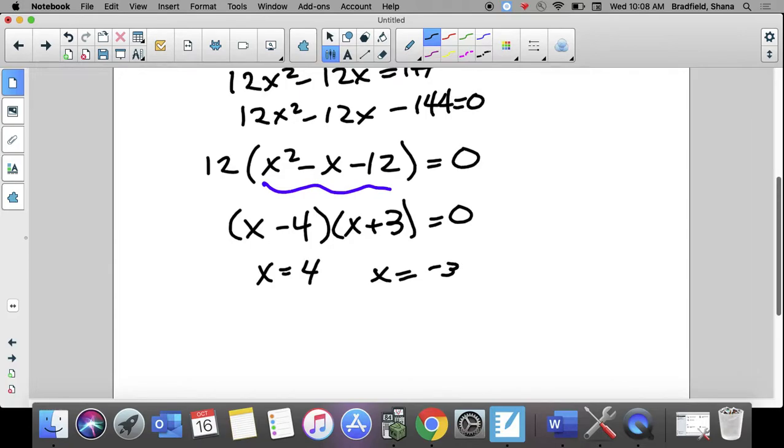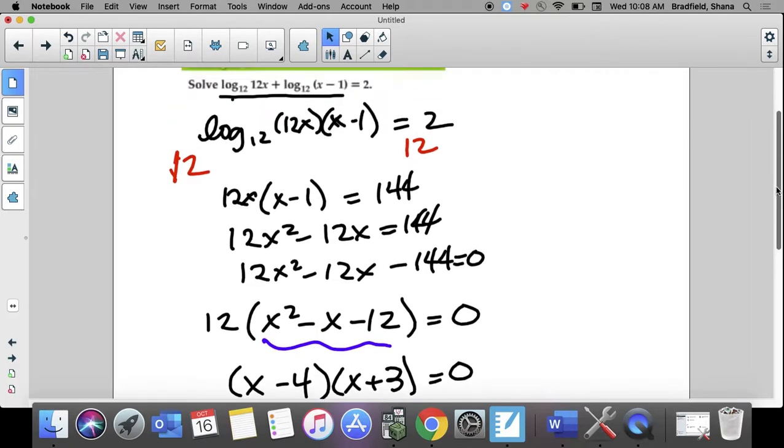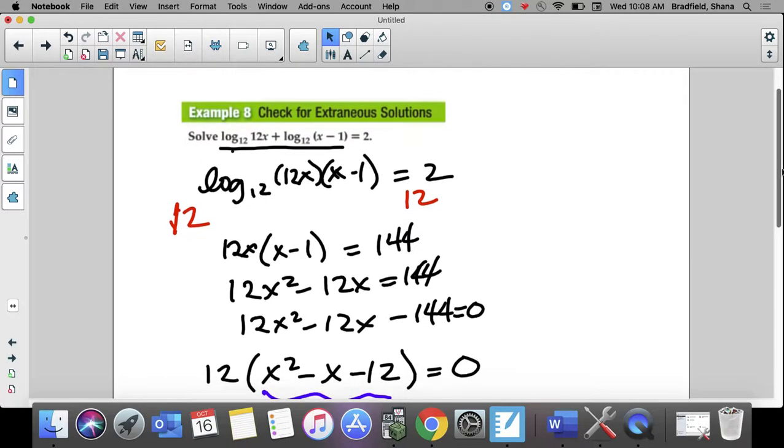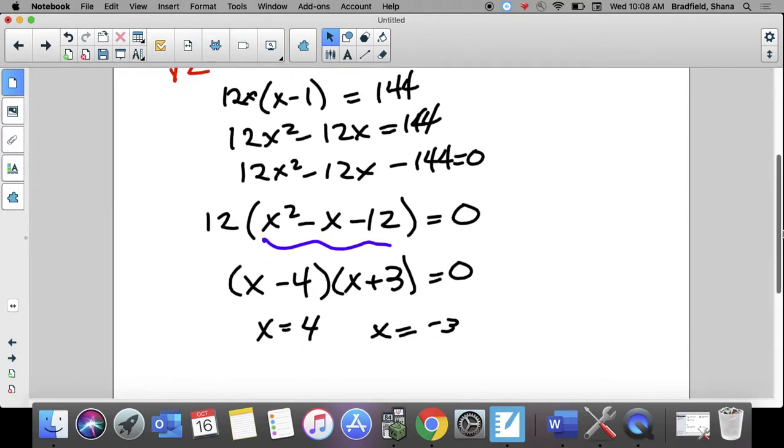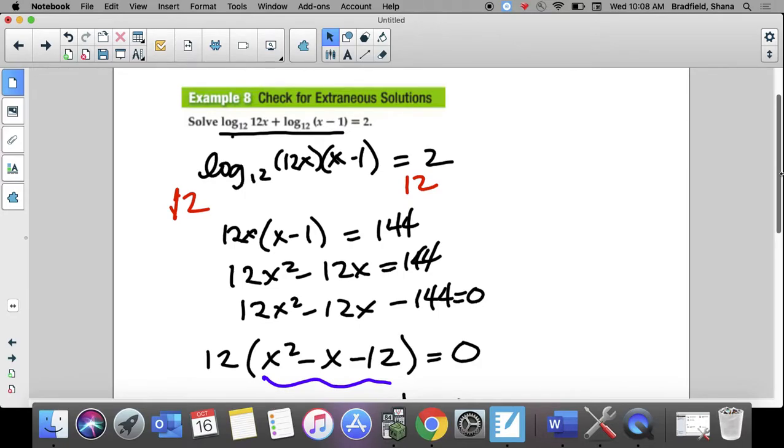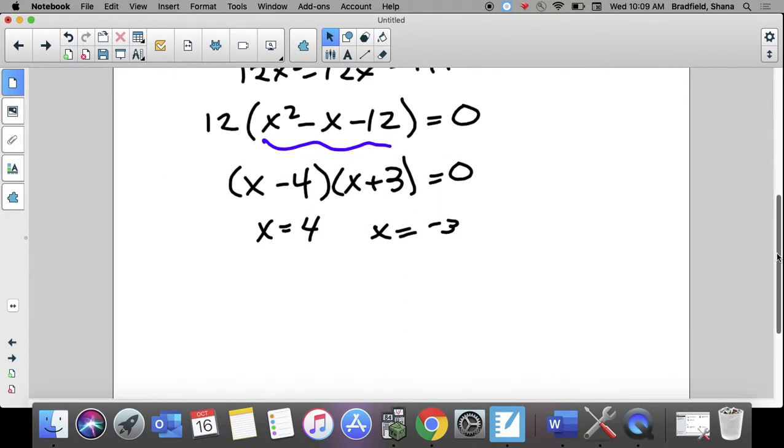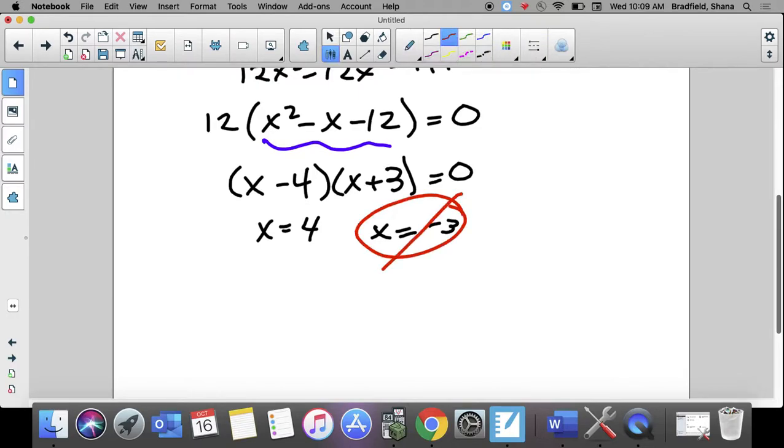So we really need to go back up and check if anything is going to cause us to have a negative or a 0. If I put 4 into the first term, that's going to give me 48, so I can do that. In the second term, that's going to give me 3, so I can do that one. If I go to put a -3 in, then that's going to give me log base 12 of -36, which is not going to work. So this guy is out. It's an extraneous value, and my solution is 4. So make sure you are careful that you don't have any extraneous values.